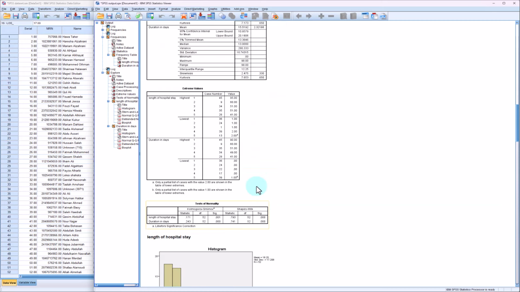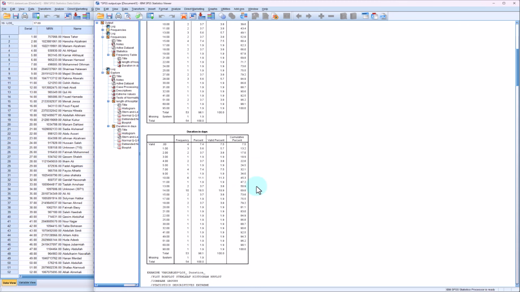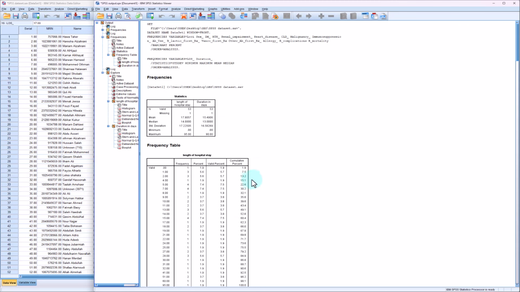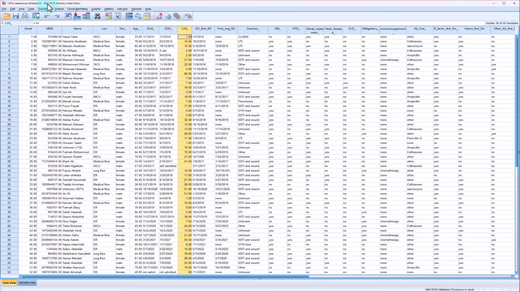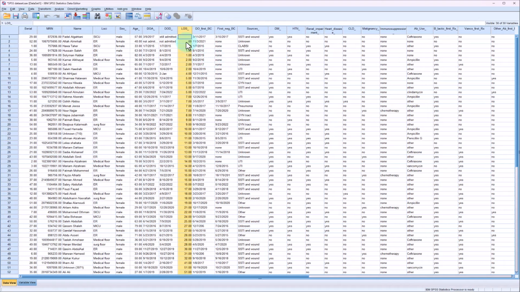Now what we can do is exclude some of the outliers from our data set. So let's go back to our data set and check if there is any data entry error. In the length of stay column, we can sort it in ascending order. We can see that there is a zero value, I mean 0 days length of stay in the hospital, because this case was not admitted. So we would exclude this one. We would only check for those who were admitted.